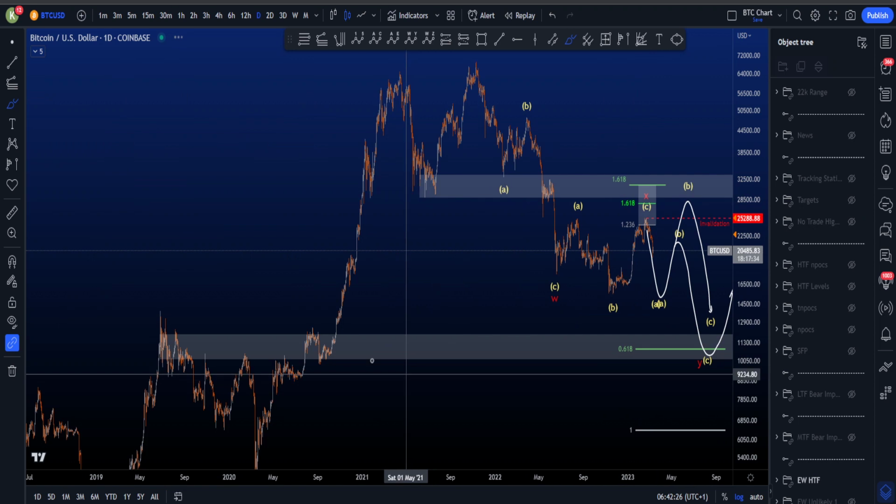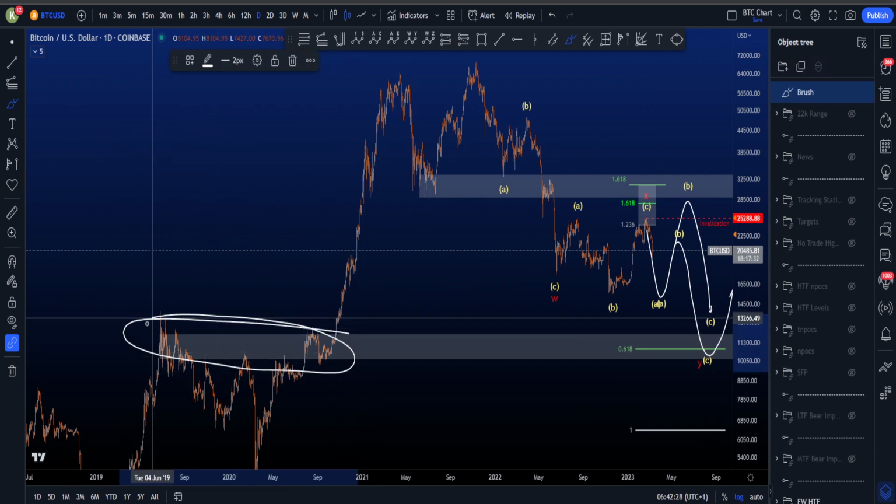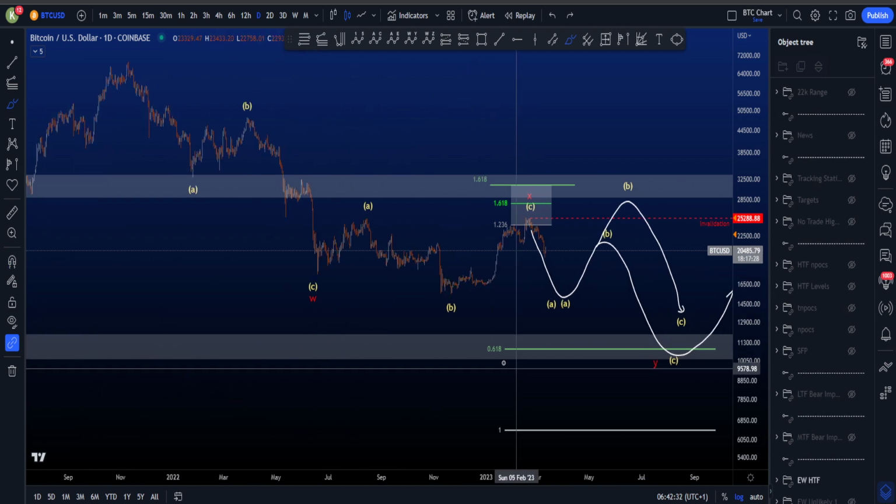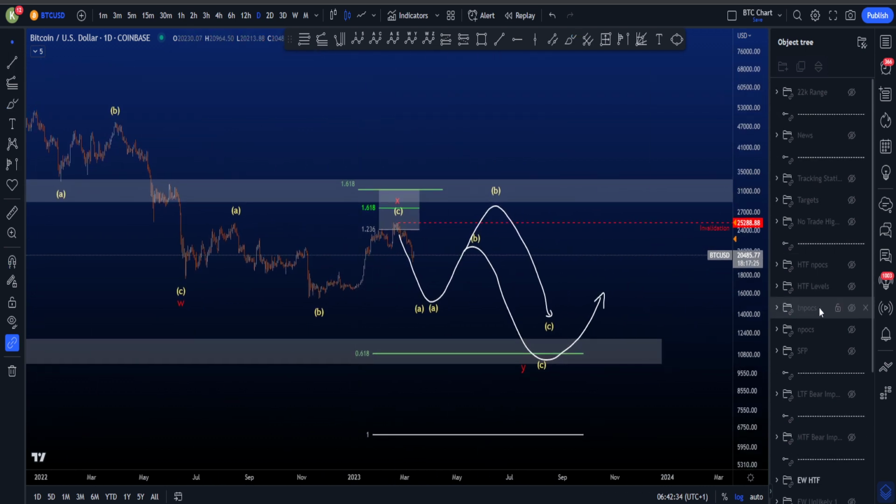And as you can see, it has nice confluence with these highs over here, which have never been tested after the bull run of 2020. So that could be a very nice target indeed.